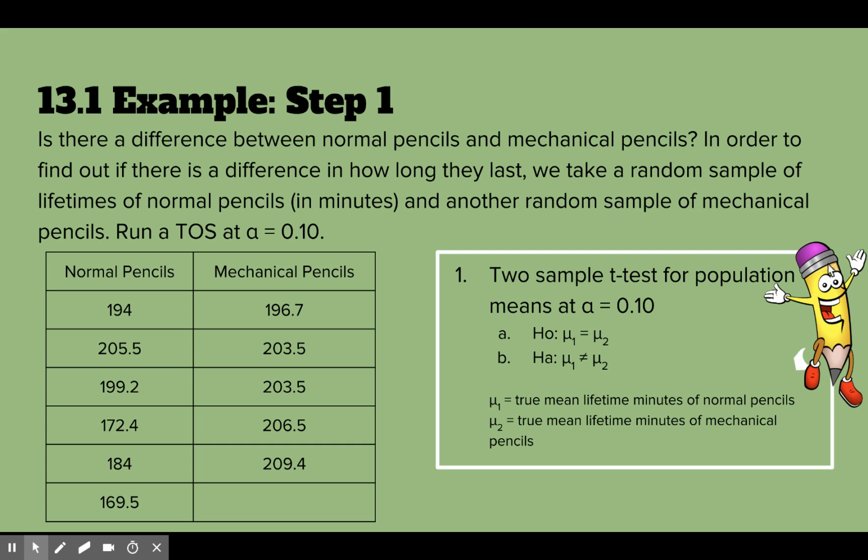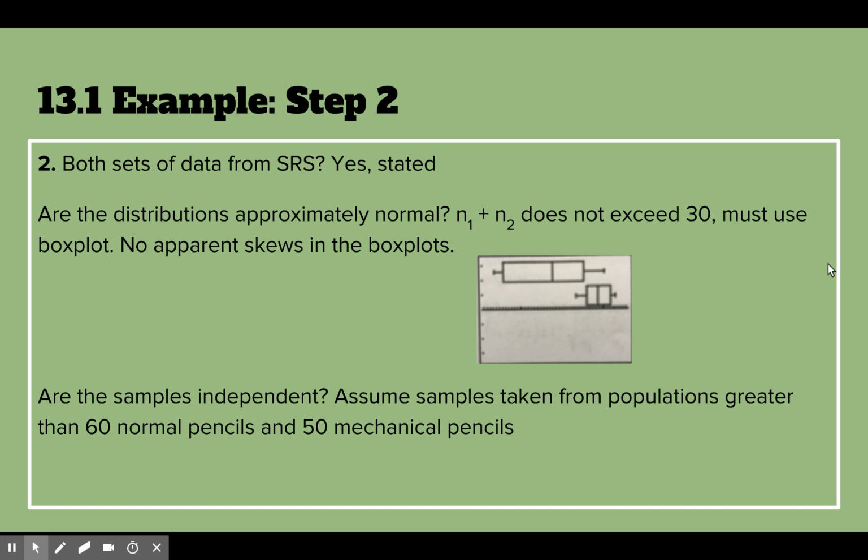So for our first step, we're going to state that and then state our H0 and HA, which is that mu sub 1 is equal to mu sub 2. And then the alternative hypothesis is that mu sub 1 does not equal mu sub 2. And then don't forget to define your variables at the bottom. Step 2, we're going to check our conditions.